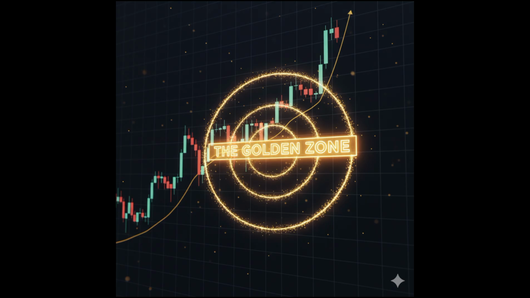The overlay strategy. Advanced traders use Fibonacci in a different way. They overlay multiple Fibonacci retracements from different timeframes. The daily Fibonacci might show the 61.8% at 1.1050. The 4-hour Fibonacci might show the 78.6% at 1.1048.